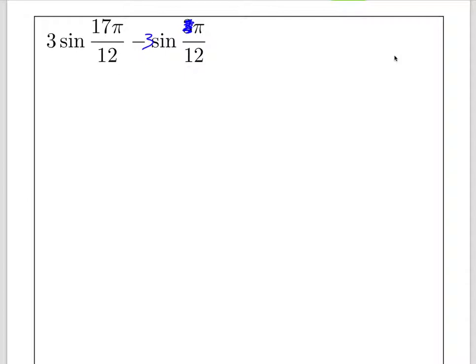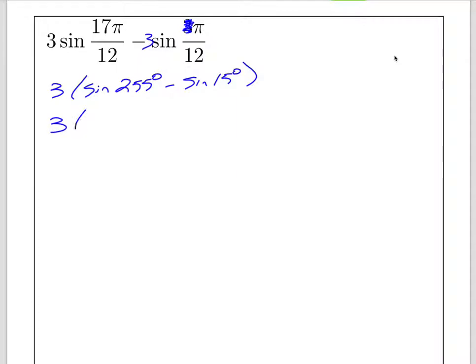Now, there's something we need to do before we plug it into that formula. What is it we need to do? Factor out a 3. And what else would you recommend we do? Put my angles in degrees. So what does pi over 12 equal? 15. And what's 15 times 17? It is 255. So now I'm ready to plug it into the sine A minus sine B formula.